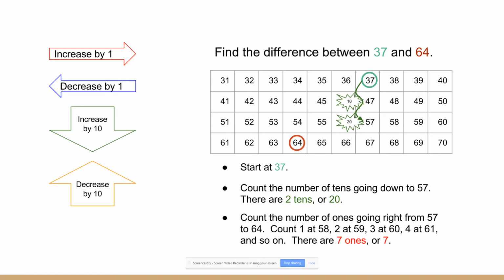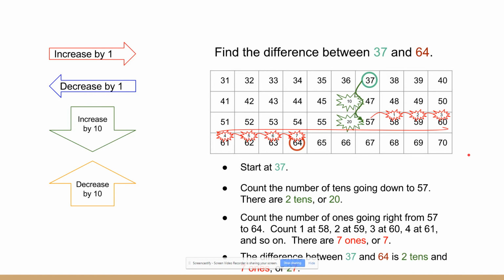Now I'm going to count the number of ones going from 57 to 64. So I'm going to say 1 at 58 when I hop to 58, 2 when I hop to 59, 3 when I hop to 60, 4 when I hop to 61, and so on. Let's see how many there are. 1, 2, 3, 4, 5, 6, 7. There's 7 hops, 7 ones. So that tells me that the difference between 37 and 64 is 2 10s and then 7 ones, or 27.